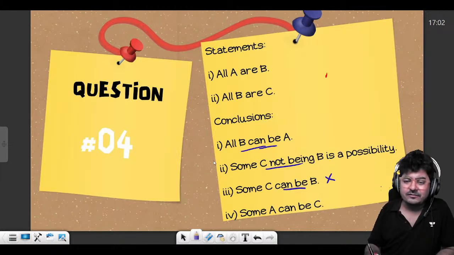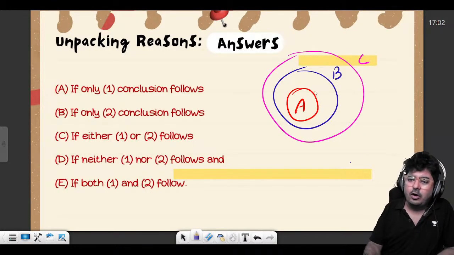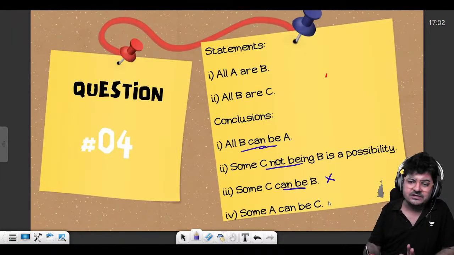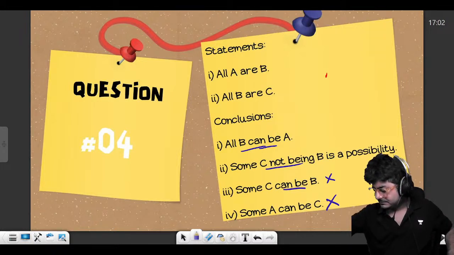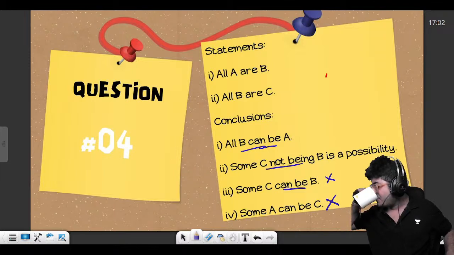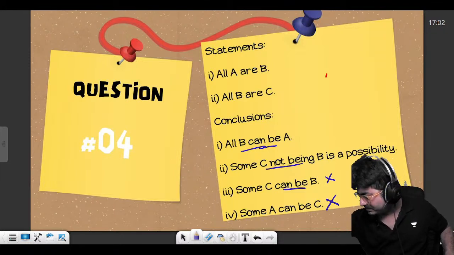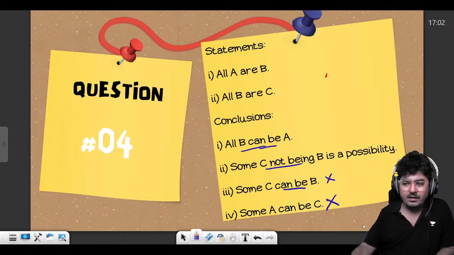The third conclusion is false. Some A can be C: this is not right, because all A is C. All A will be C, that is obvious, not some. So this is also wrong. Is it clear that the third and fourth are wrong?